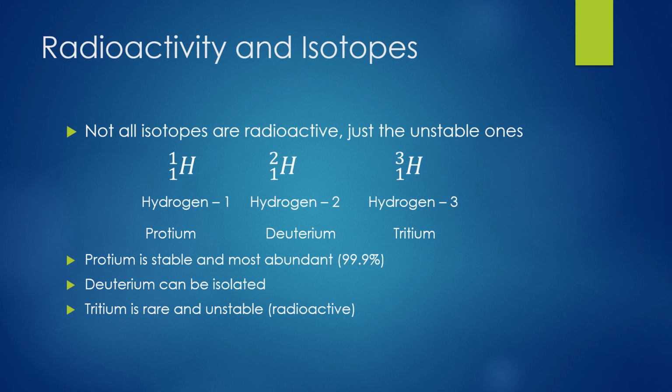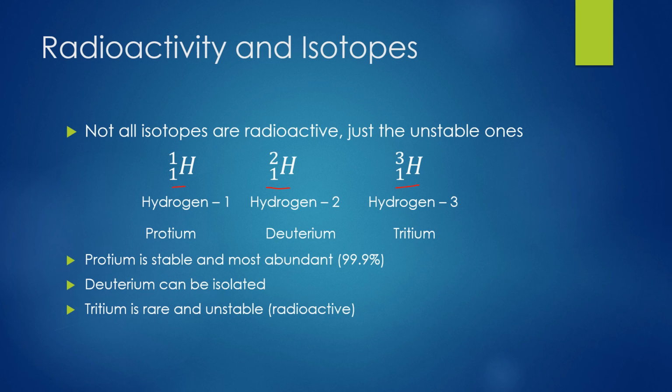So not all isotopes are radioactive. Okay, remember from the previous slide we said they need to be unstable, because when they're unstable, that's when they'll start emitting energy and emitting particles. So what we have here are three nuclide symbols. So these are the three isotopes of hydrogen.